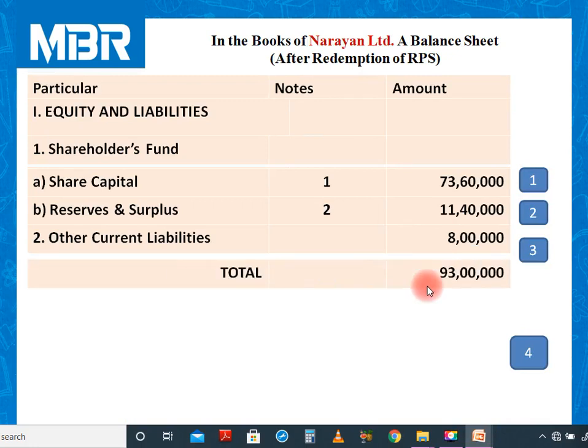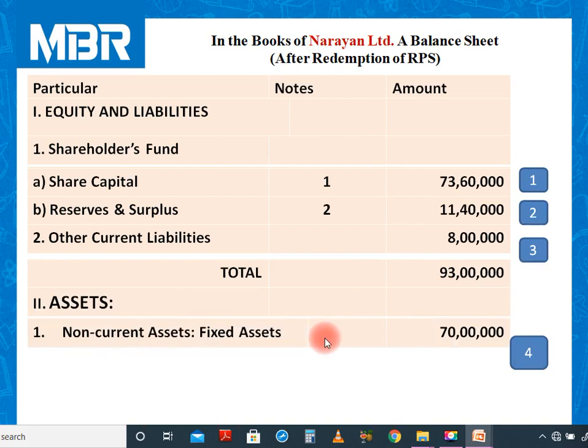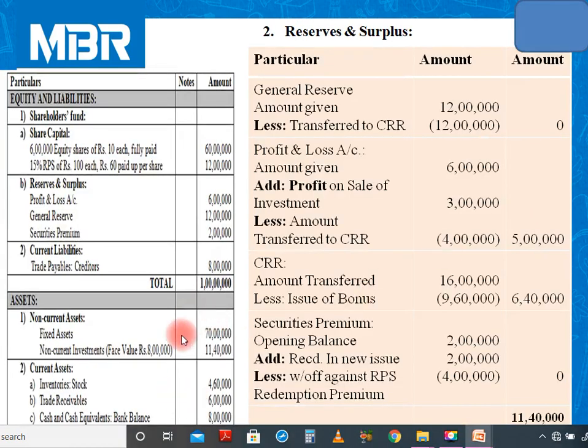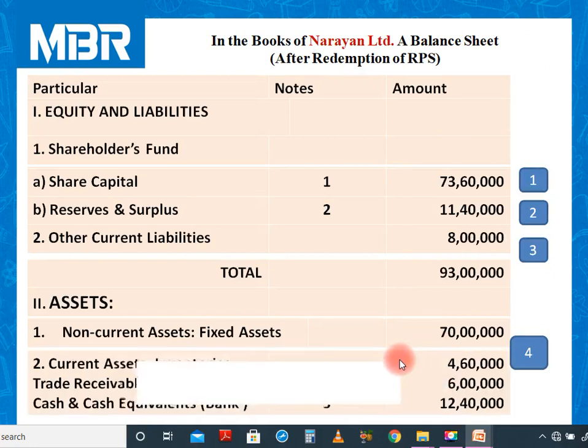So total of the balance sheet on equity and liabilities rupees 93 lakhs. Asset side. Non-current asset, that is a fixed asset, 70 lakhs. Ready-made figure of 70 lakhs given on the asset side of the balance sheet. So directly copy this 70 lakhs and paste into the balance sheet. Current asset includes 3 items. I have written all 3 items separately. You can make a total as we have done in previous lectures.